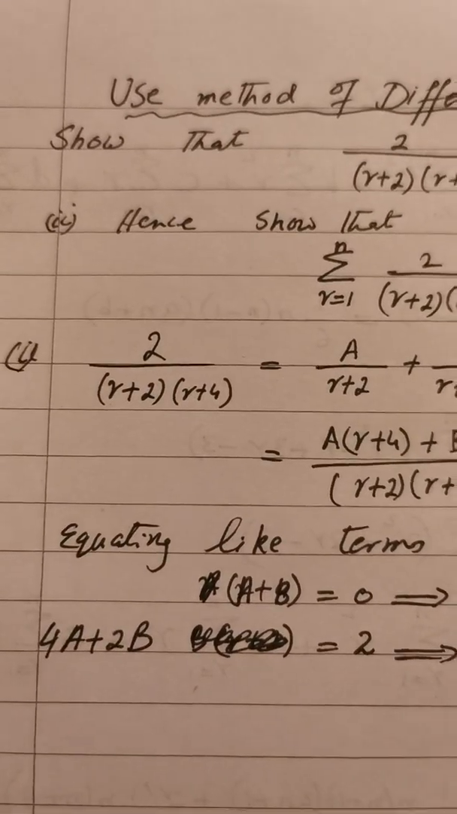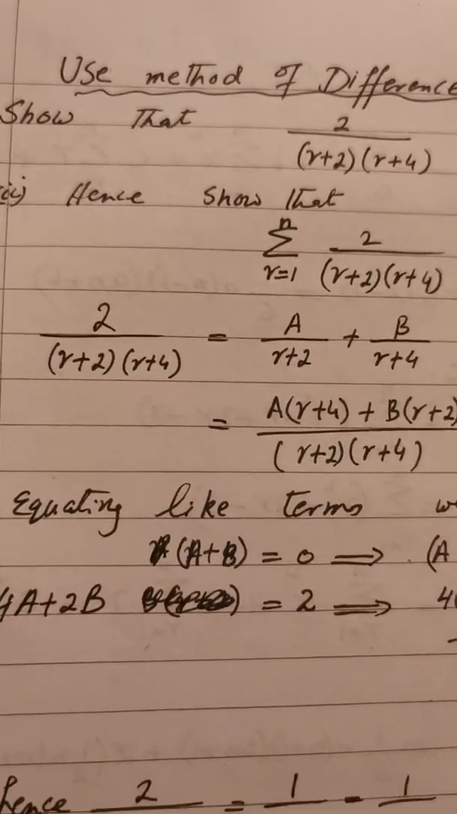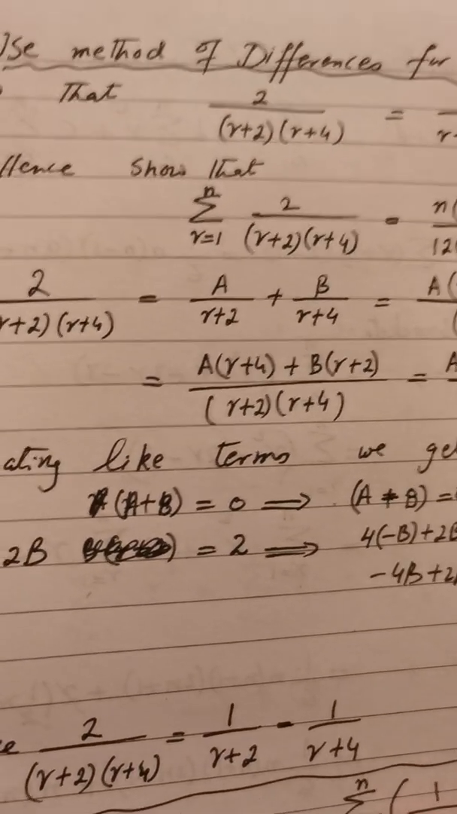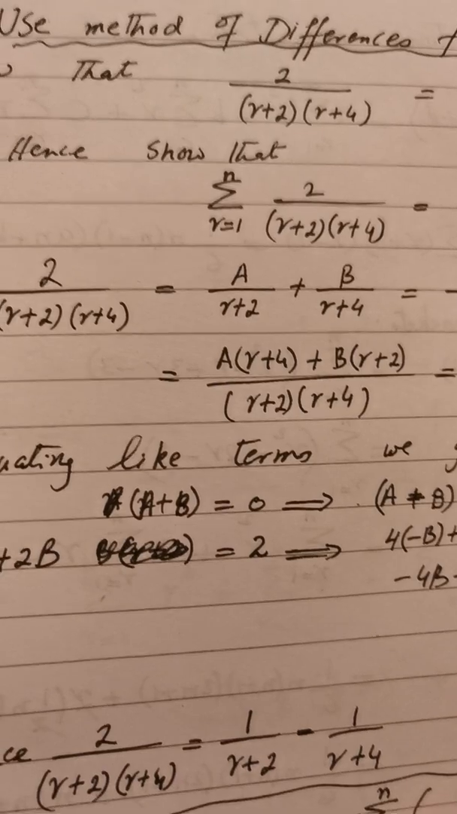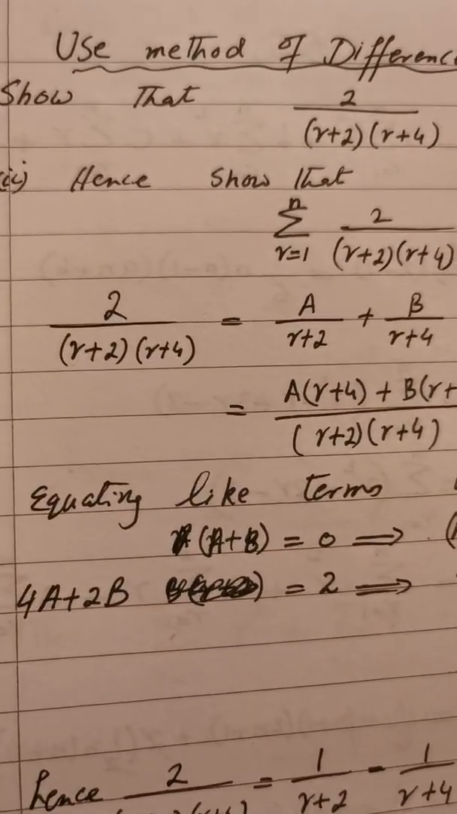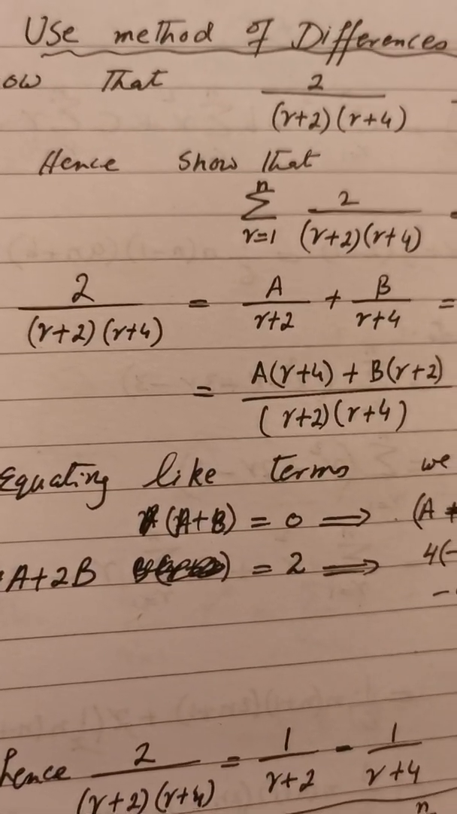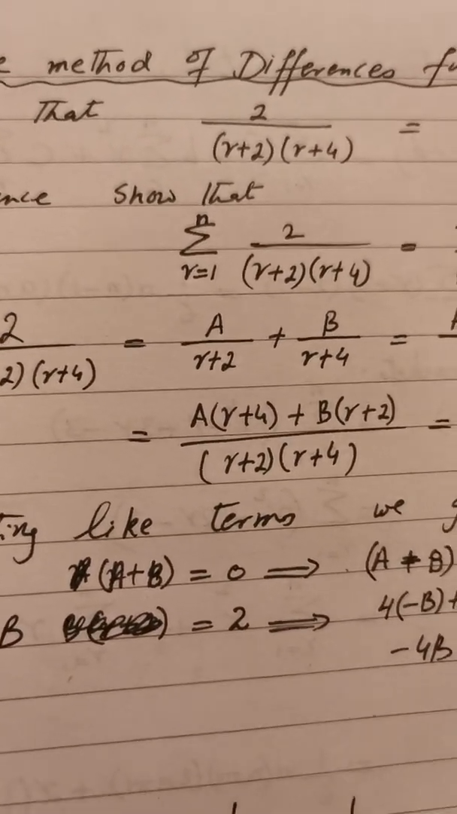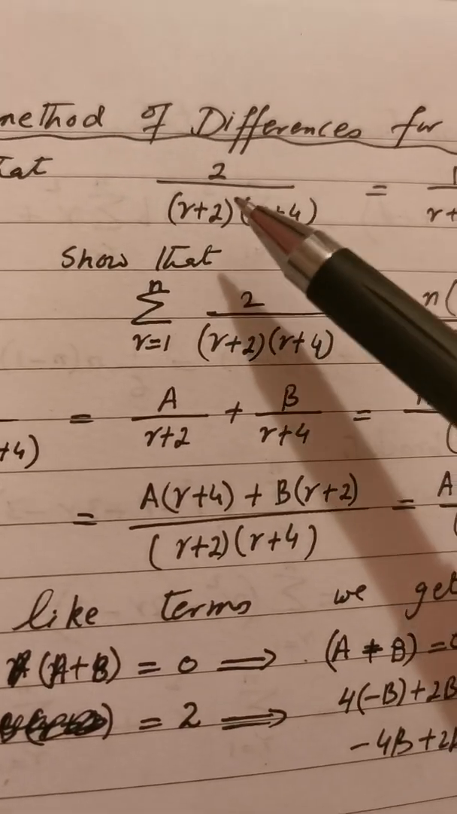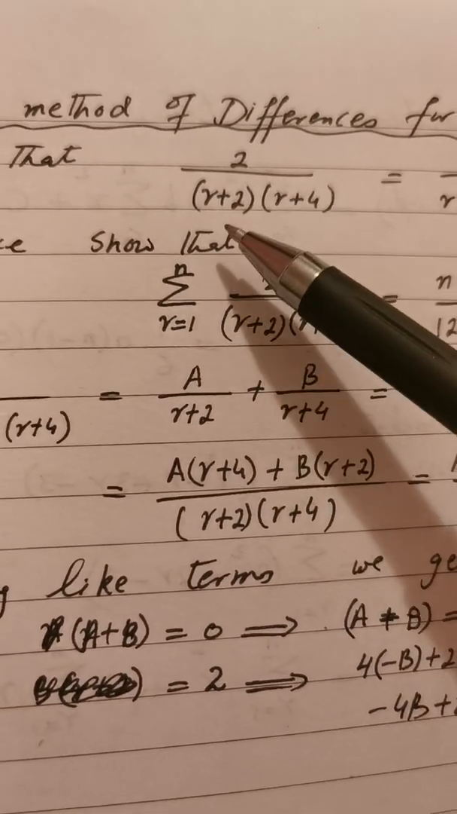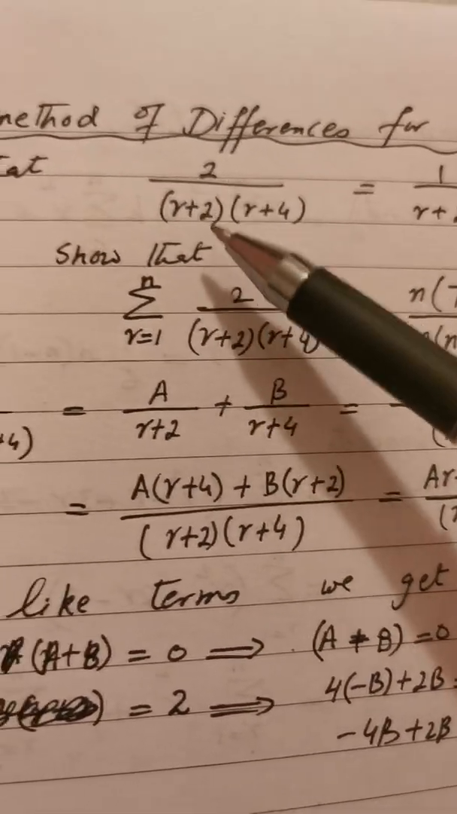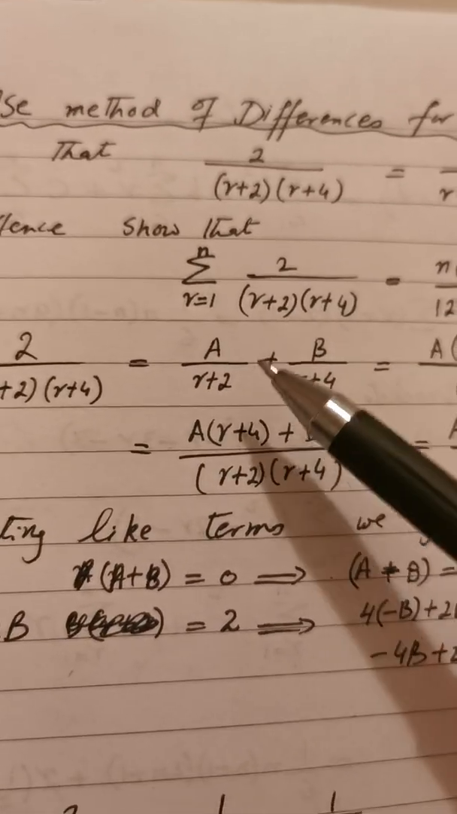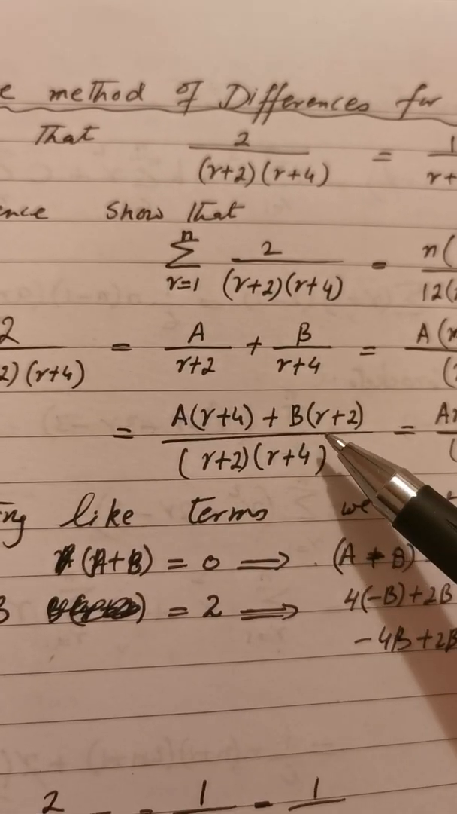In this video we will learn how, if we have a given fraction form, we can find the summation of the given expression. First of all we will use partial fractions. You can see that it is given in fractional form. First of all, we will divide it into partial fractions. Then we will find the values of a and b and simplify it.